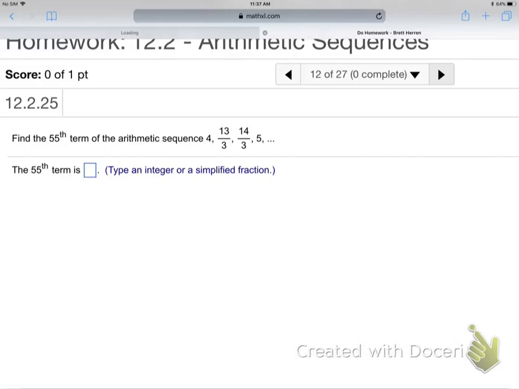Oh, sorry, doing the wrong one. There it is. All right, the 55th term. So 4, 13/3, 14/3, 5? That's weird. I'll let you think about that. It's pretty easy. You want a sub n is a1 plus (n minus 1)d. So get the formula, and once you've got it, plug in 55.